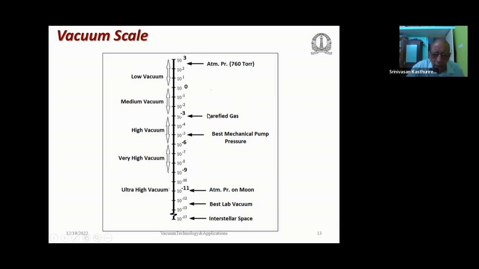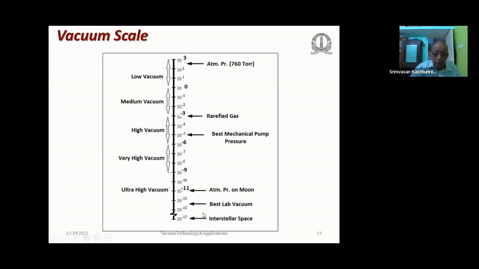rarefied gases, pressures are of the order of 10 raised to minus 3 millibar. The best mechanical pump can give you a pressure of 10 raised to minus 5 torr, and atmospheric pressure on the moon is 10 to the power minus 11 torr. And lab level people can get the best vacuum of the order of 10 to the power minus 12 and slightly lower than that. And when you look at the interstellar space, that means the space between, let us say, the galaxies, etc., then you have a vacuum level of 10 raised to minus 17 torr.